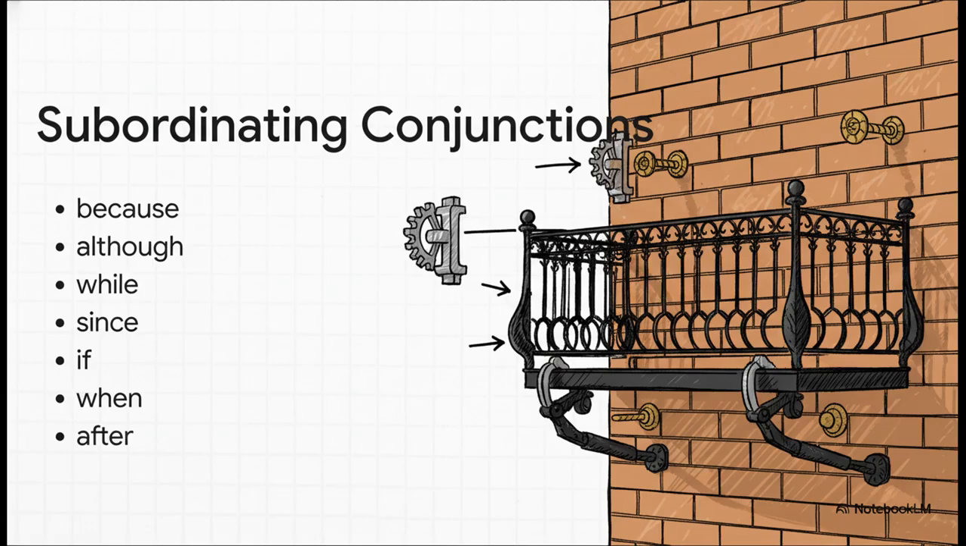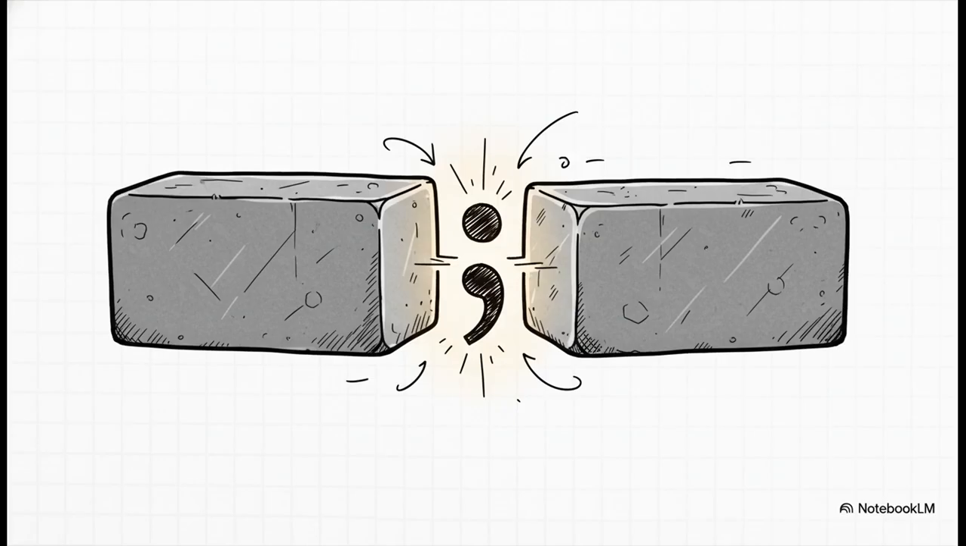Next in the toolbox are subordinating conjunctions. Now these are more like specialized tools. You use them to attach one of those dependent blocks, that balcony we talked about, onto your main foundation. And words like because, although, and while don't just connect. They also tell you the relationship between the two parts. Is it a cause, a contrast, a condition? And finally, we have the semicolon. Okay, this is a bit of an advanced tool for a more polished, seamless look. It lets you fuse two of those main foundations together without any connector word at all.